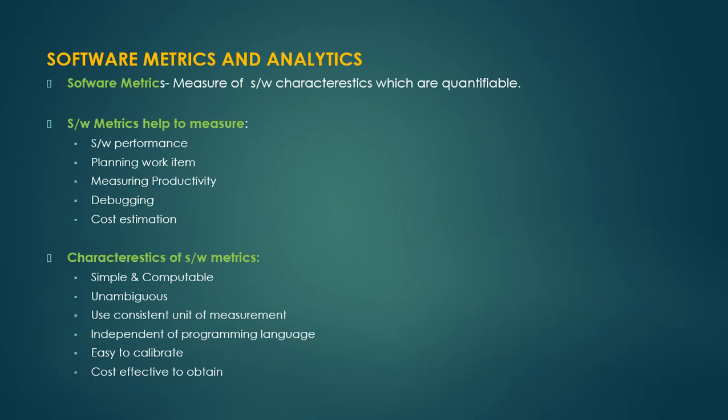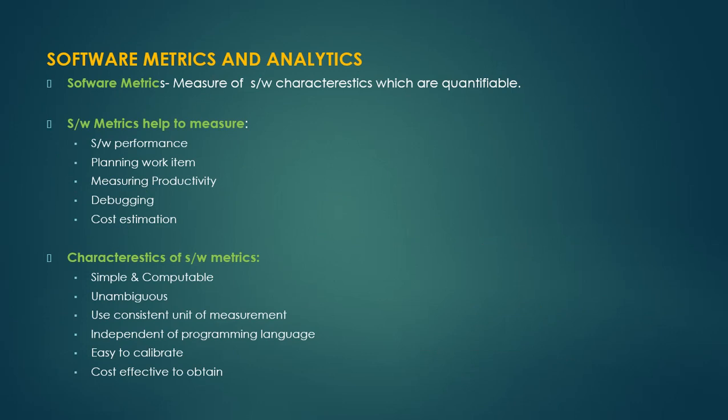Now, as I have given the gist of what is meant by metrics and measurements, software metrics is nothing but measurements of the software characteristics which are quantifiable. Software performance is one of the characteristics. Metrics help to measure software performance, planning work items, measuring productivity, debugging, and cost estimation.